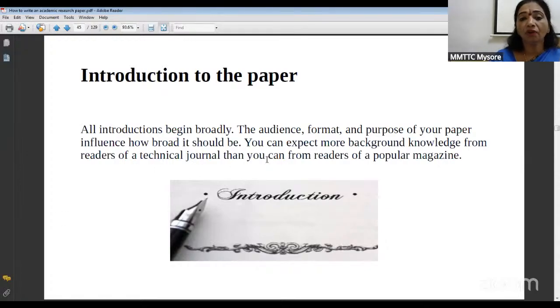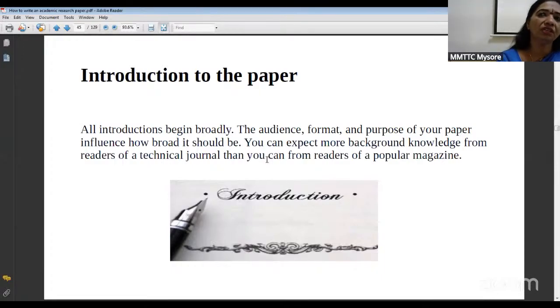Then you can frame a broader introduction for readers of a popular magazine. So if your readers are already into the field, if your readers are already experts, doing some work in your field, then you need not explain each and everything.